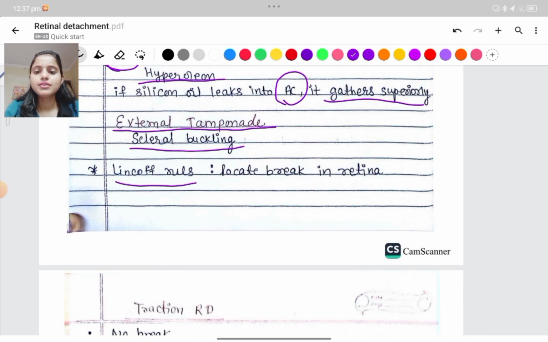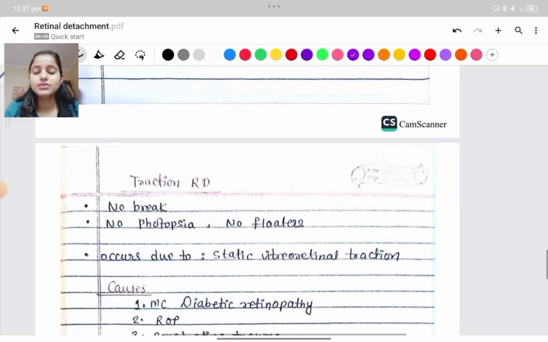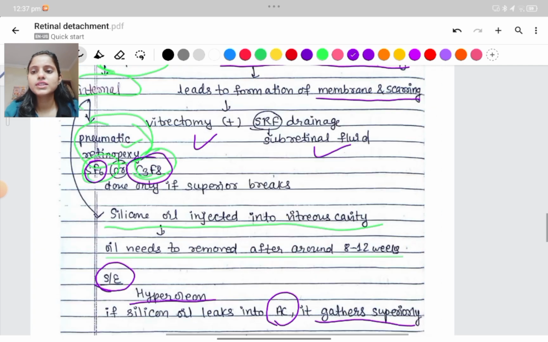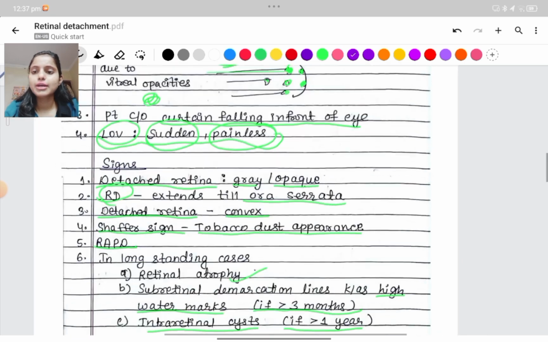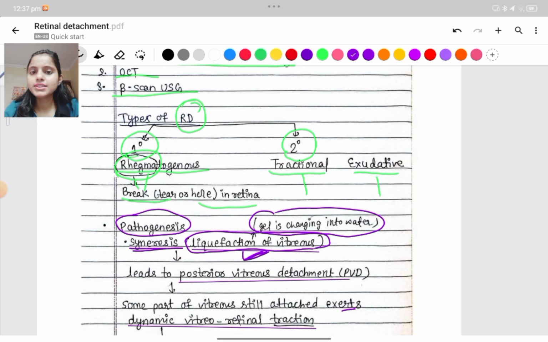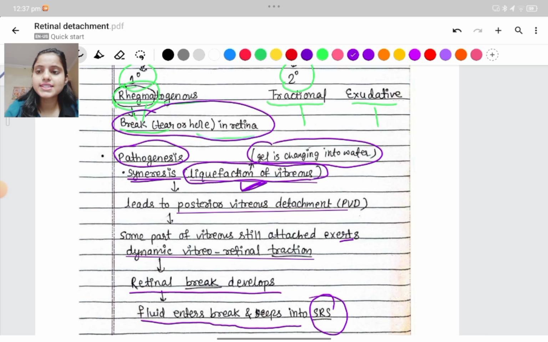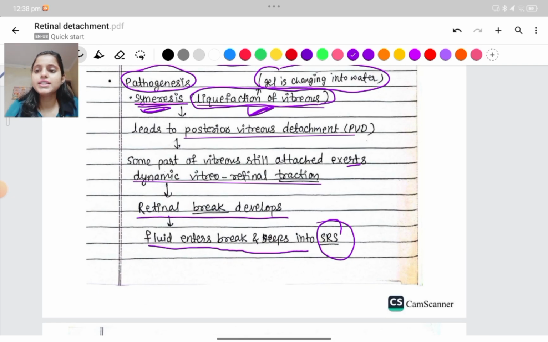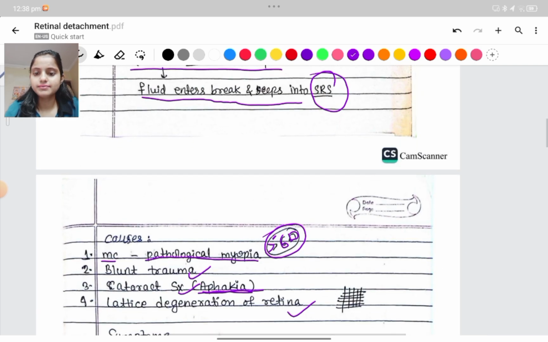Lincoff rules locate the break in the retina. So this was about the rhegmatogenous retinal detachment. Rhegma means break, so in rhegmatogenous retinal detachment, there is a break or tear in the retina. The pathogenesis is firstly syneresis, meaning liquefaction of the vitreous, which leads to posterior vitreous detachment. Then due to posterior vitreous detachment, some parts of the vitreous will attach to the retina, which will cause dynamic vitreoretinal traction. So retinal breaks develop and fluid enters through the break and shifts into the subretinal space.